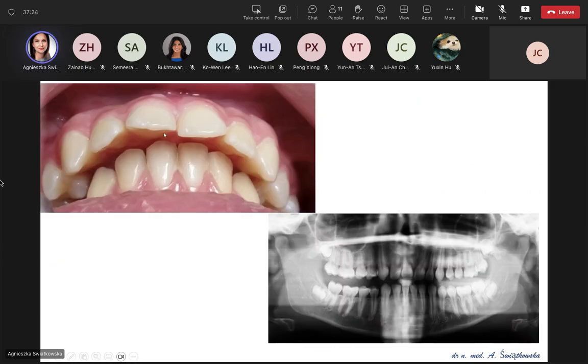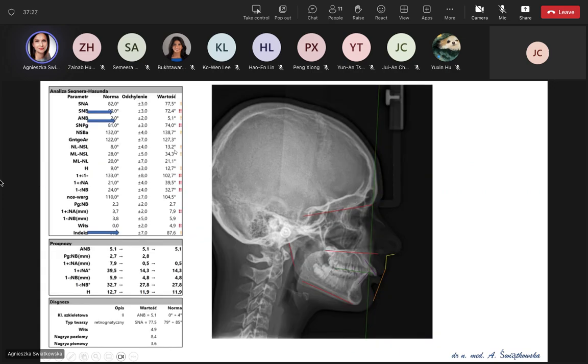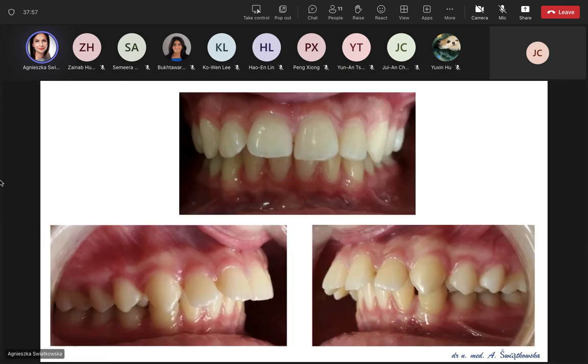And here you can see the overjet is also huge. Okay, S and B is smaller, and A and B value is 5.1, so it means that the patient has a skeletal class 2. Also, you can see there is huge protrusion of upper and lower incisors, but the patient has also some spaces between these teeth.